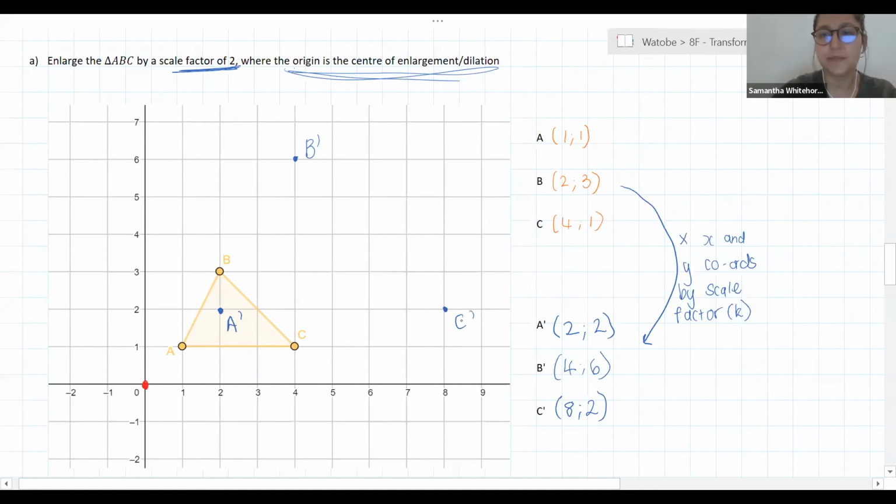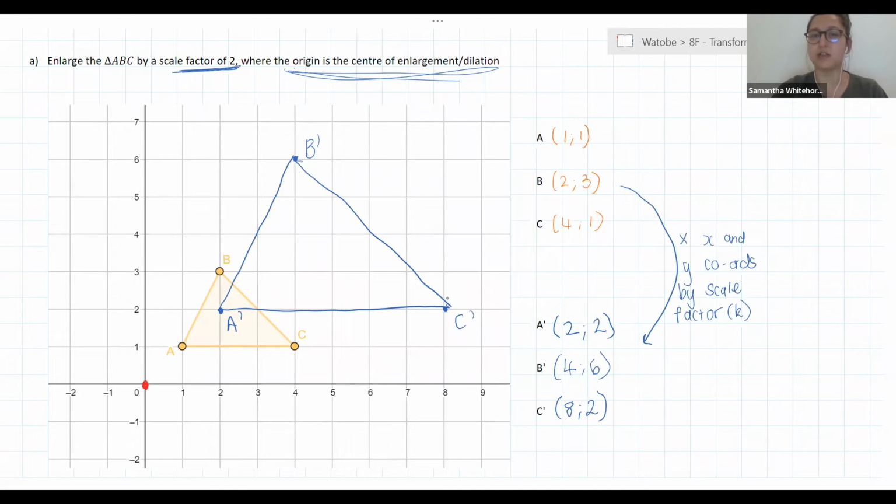So guys, if I multiply that by 2, I get the coordinate 8 and 2, which is C dash. Now, obviously with a ruler, we're going to draw in the sides of our triangle. And I can now see that my blue triangle A dash B dash C dash is twice as big as my original orange triangle ABC. And that is just by timesing by the scale factor.